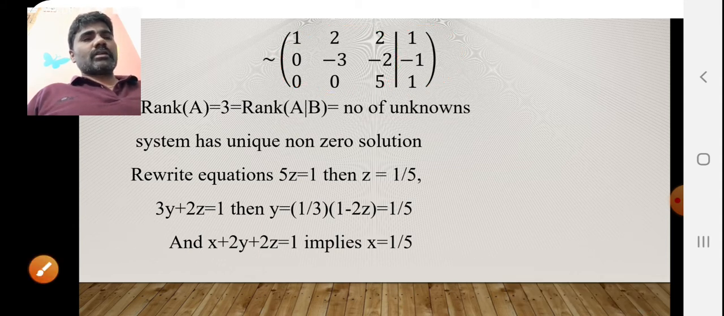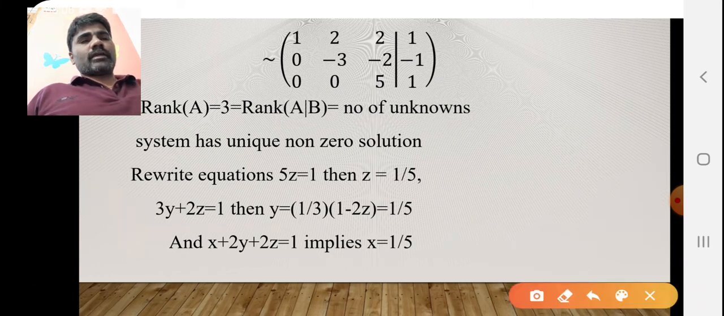The reduced equations are solved by backward substitution. You come from the bottom, that is 5z equals 1. Z is equal to 1 by 5. Now the second equation, we consider the second row. Minus 3y minus 2z equals minus 1. The minus signs cancel on both sides. That is 3y plus 2z equals 1. Then solving for y, y is equal to 1 by 3 times (1 minus 2z). Already z is equal to 1 by 5, substitute here. Then we get y is equal to 1 by 5.